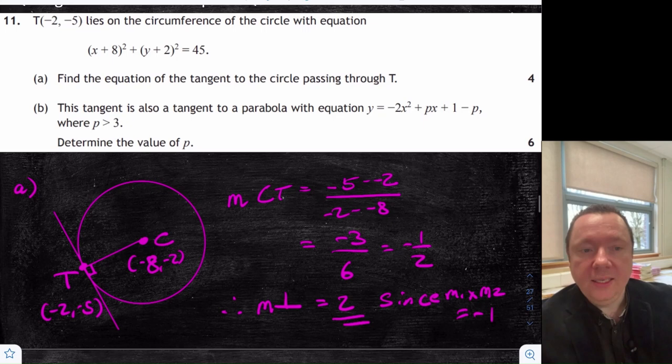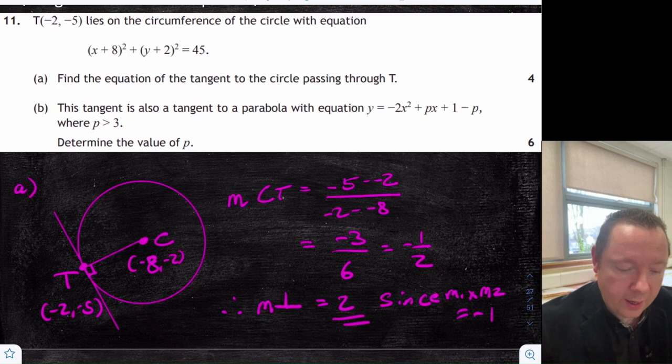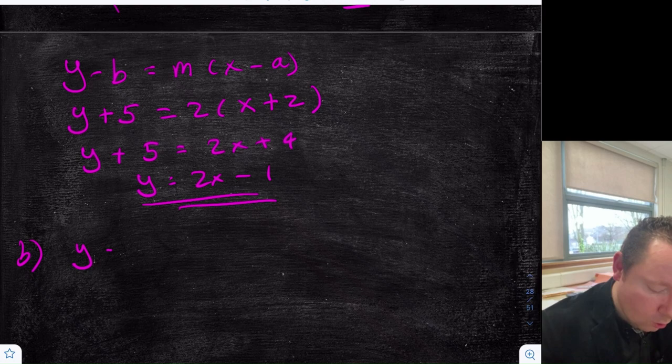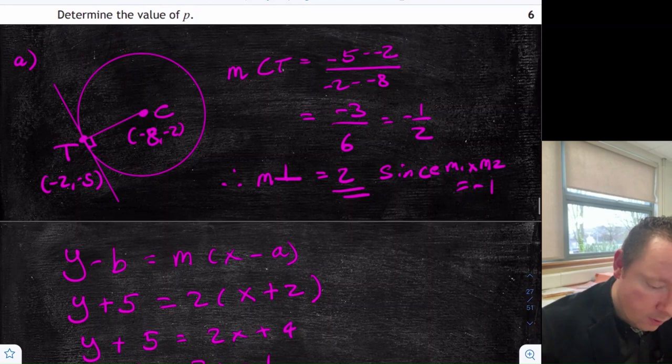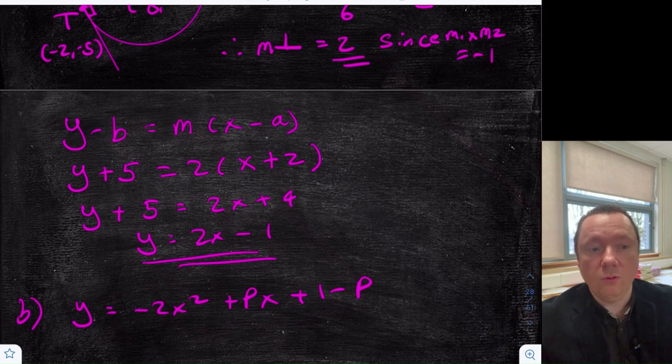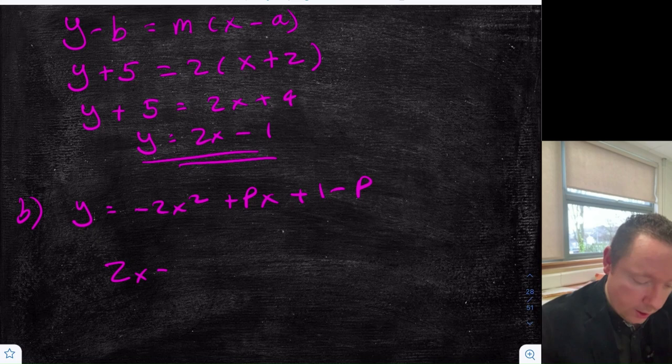Part B says the tangent is also a tangent to a parabola with equation y equals minus 2x squared plus px plus 1 minus p. Determine the value of p. So we've got y equals 2x minus 1, and for part B, we've also got y equals minus 2x squared plus px plus 1 minus p. Since this is a tangent, these are equal to each other. We can solve them simultaneously. So all we need to do is say that 2x minus 1 equals minus 2x squared plus px plus 1 minus p. So that's a quadratic to solve.